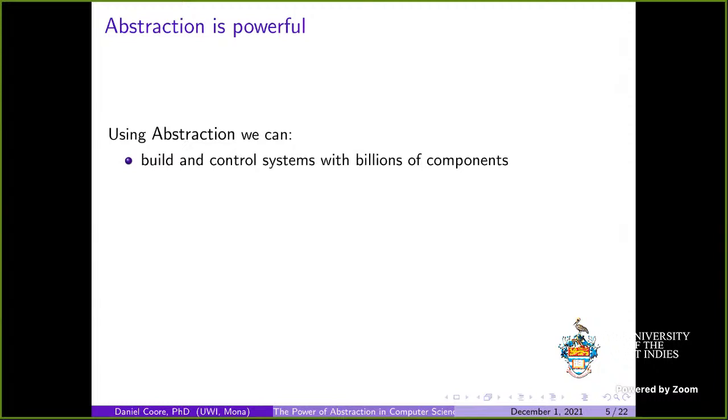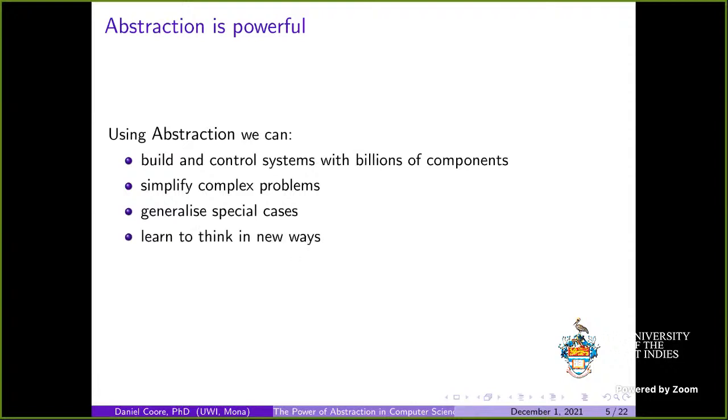And I would hope that by the time I'm done, you'll see that using abstraction, we can build and control systems with billions of components. In fact, these are the biggest machines that mankind can make in terms of number of components. We can simplify complex problems. It enables us to generalize from special cases. It enables us to think in new ways.